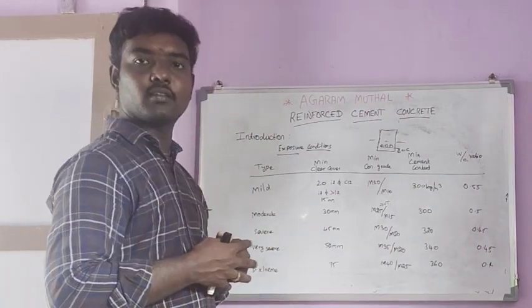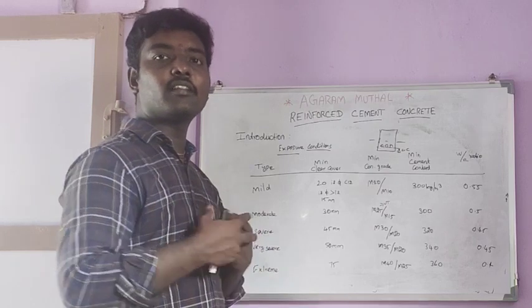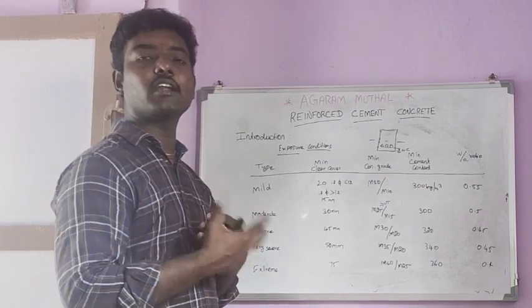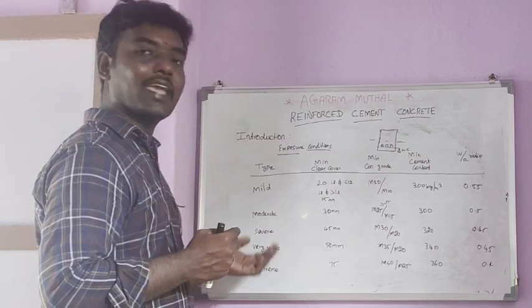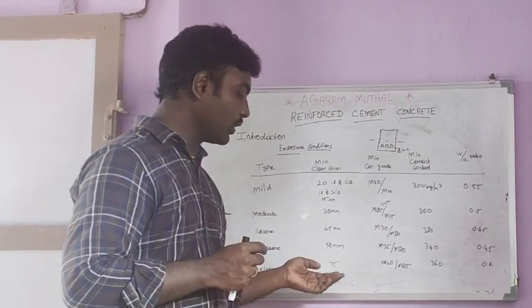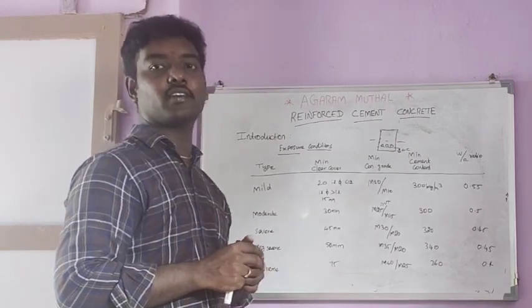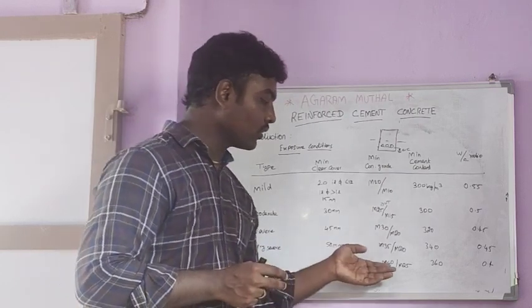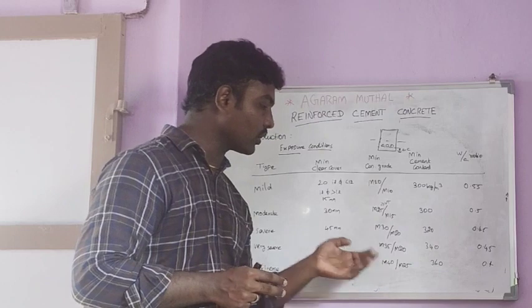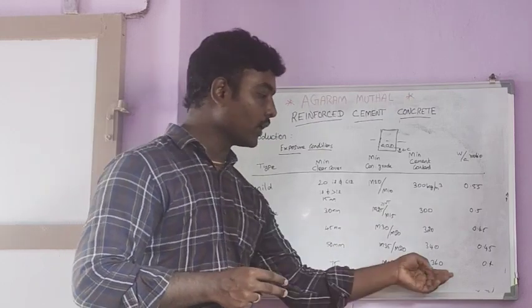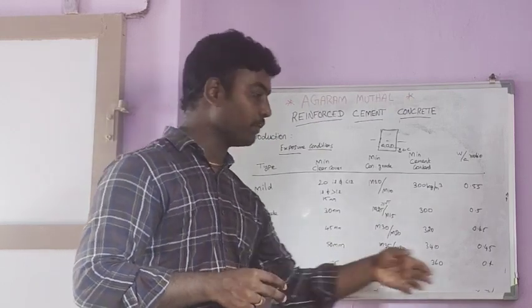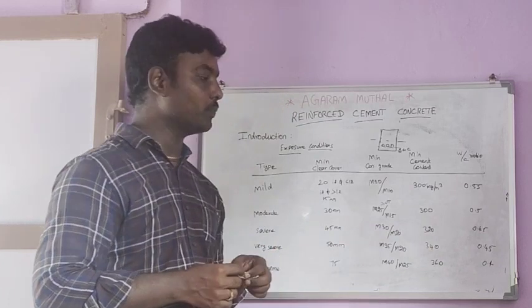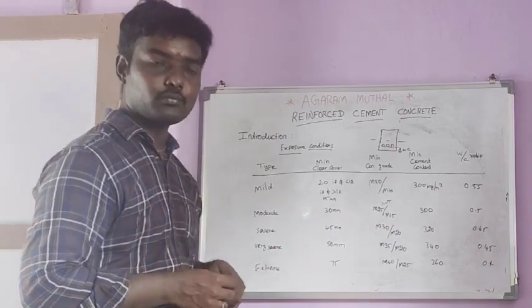And extreme cases, where irresistible chemicals attack the structure, are called extreme exposures. In that case, the minimum clear cover is 75 mm, the minimum concrete grade is M25 and the maximum concrete grade is M40, the binder content is 360 and the corresponding water cement ratio is 0.4.